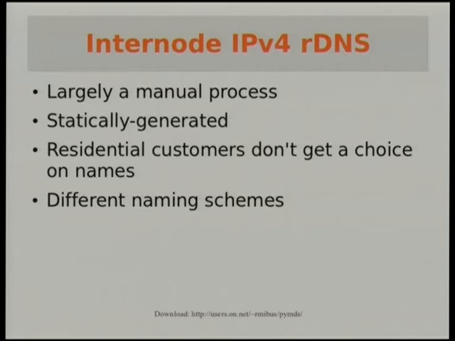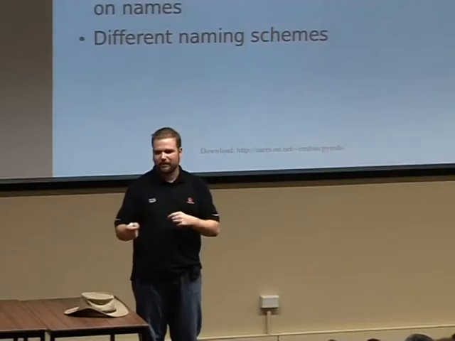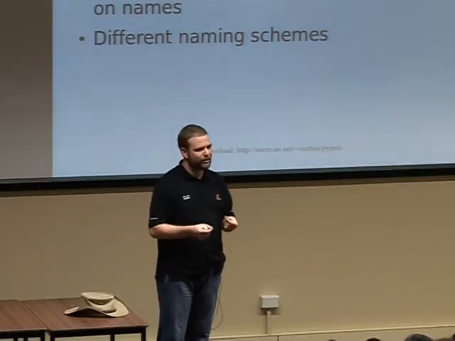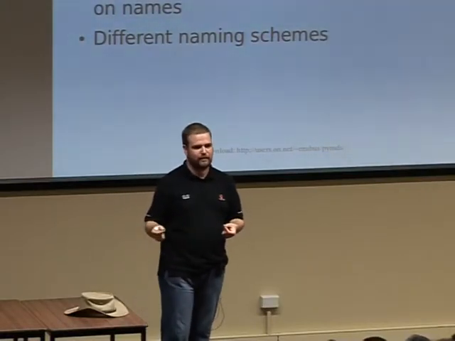What do we currently do for IPv4? For IPv4, we currently pre-generate, when we assign DSL ranges, a static zone file with particularly formatted host names. We've changed the format of what we actually use for reverse DNS over the years, so you have to get used to recognizing different ones, and that's a problem that we don't really want to keep if we can avoid it.